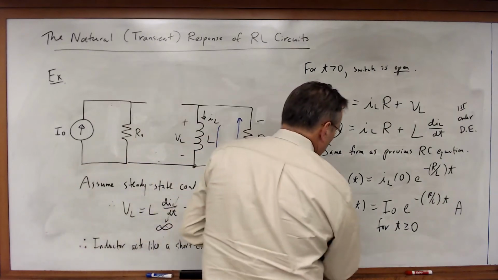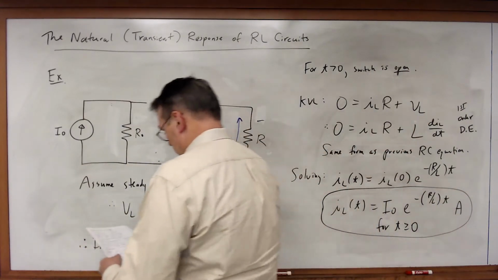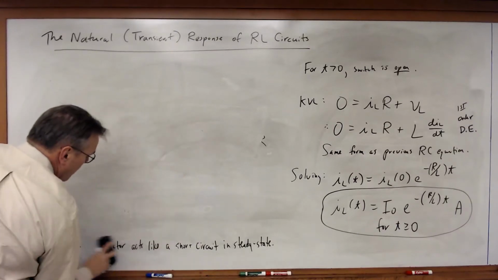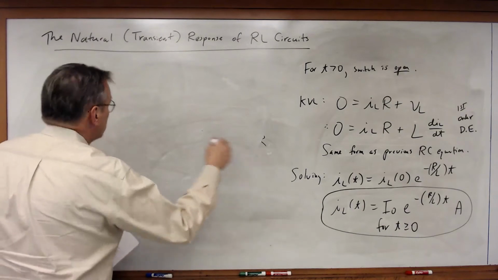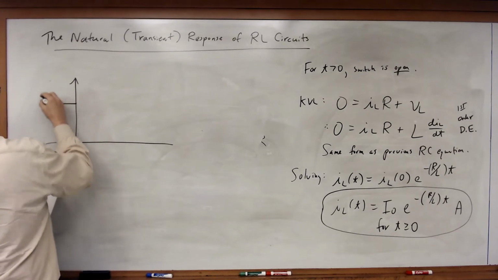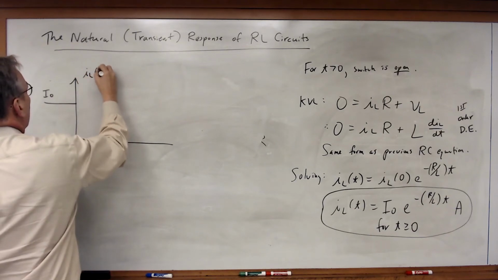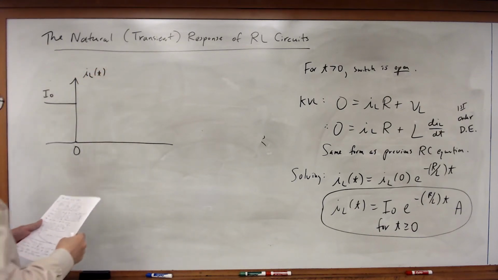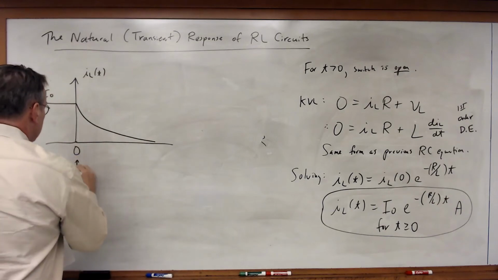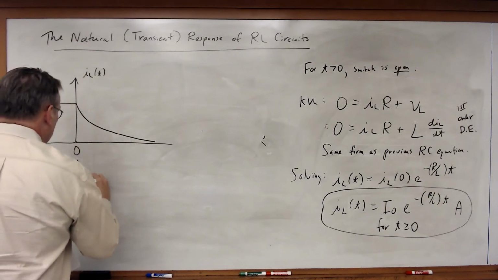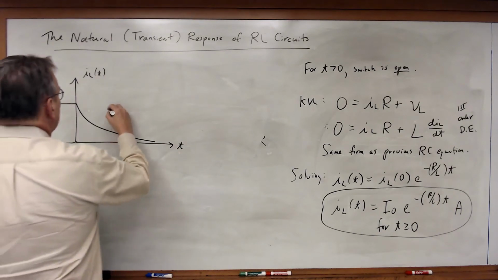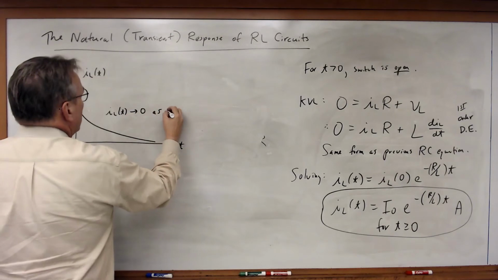So if we sketch this, we'll get something that looks like this. So if we sketch that current, it'll look like this. We'll have an initial condition I0. And then it will decay away. We have a switching event at time t equals 0. And once again, we have an exponential decay where IL of t goes to 0 as t goes to infinity.